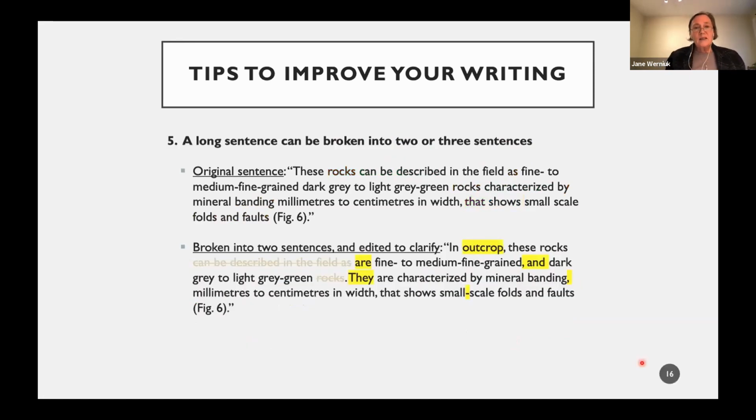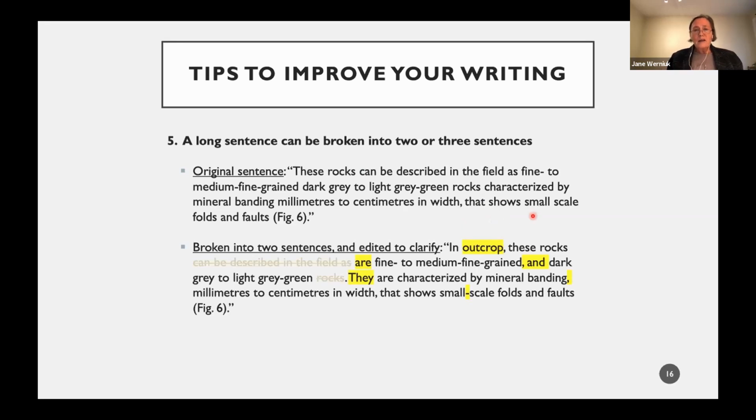A long sentence can be broken into two or three sentences to make it easier to understand. For the example, I'll go back to the same sentence I just looked at from my thesis. We're going to break it into two sentences for clarity. And once it's broken, then we're going to rewrite the two sentences to improve them. Broken into two sentences, this is how it reads.